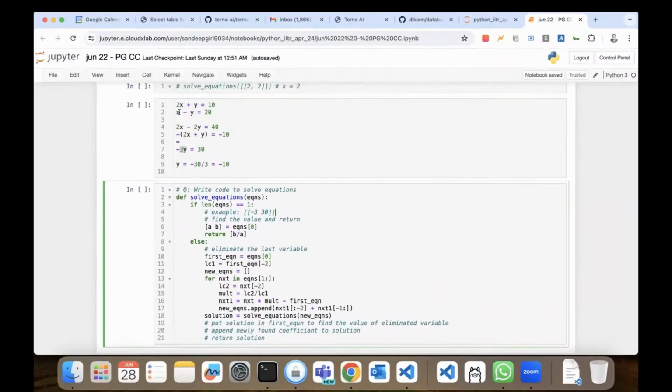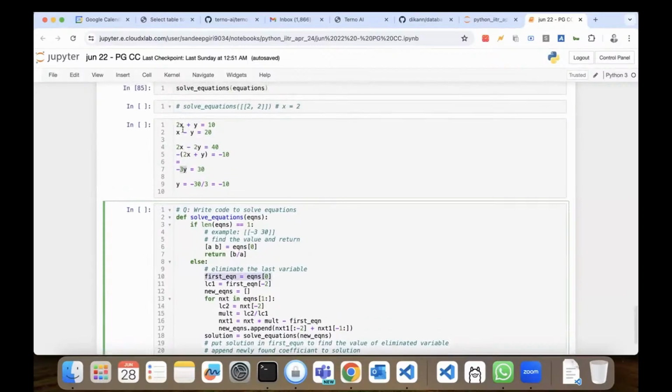Now let's think of two variable equations. What will we do? We will eliminate the first variable. So we picked the first equation, 2, 1, 10.